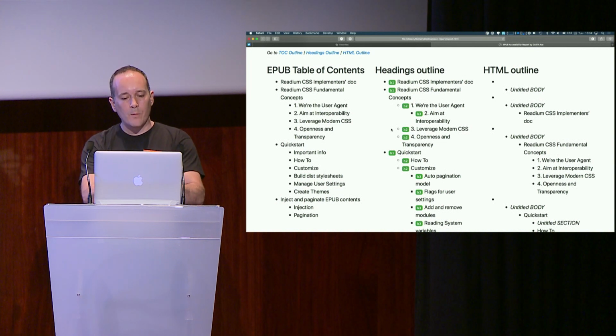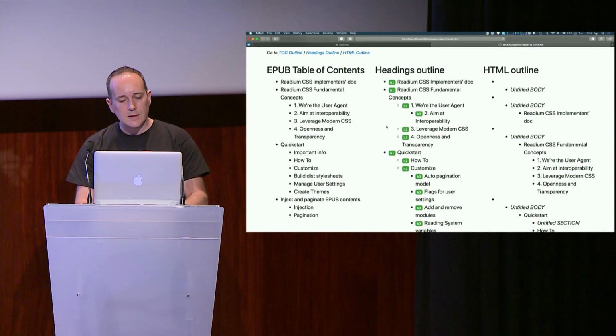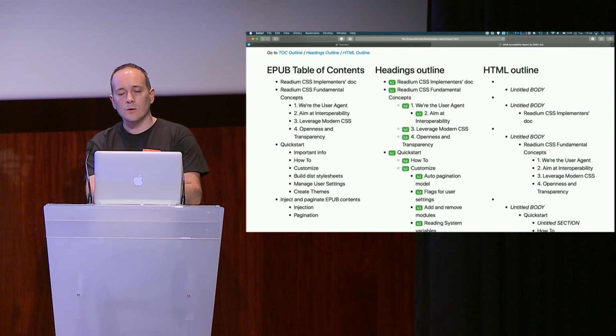And when I compare these two outlines, I can see that there is a heading there aimed at interoperability, which is level 3 in HTML, but level 2 in the table of contents. So there's something wrong here. There is a mismatch. And probably the user, the author of this book, didn't want to create an H3, but an H2 instead. So I can go back to my book and fix that.